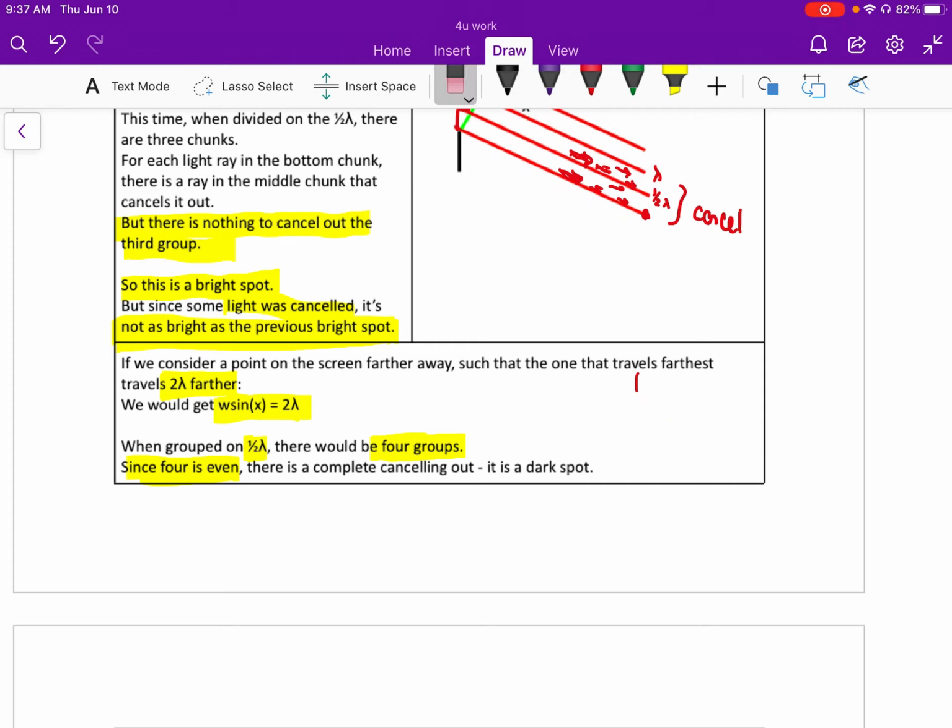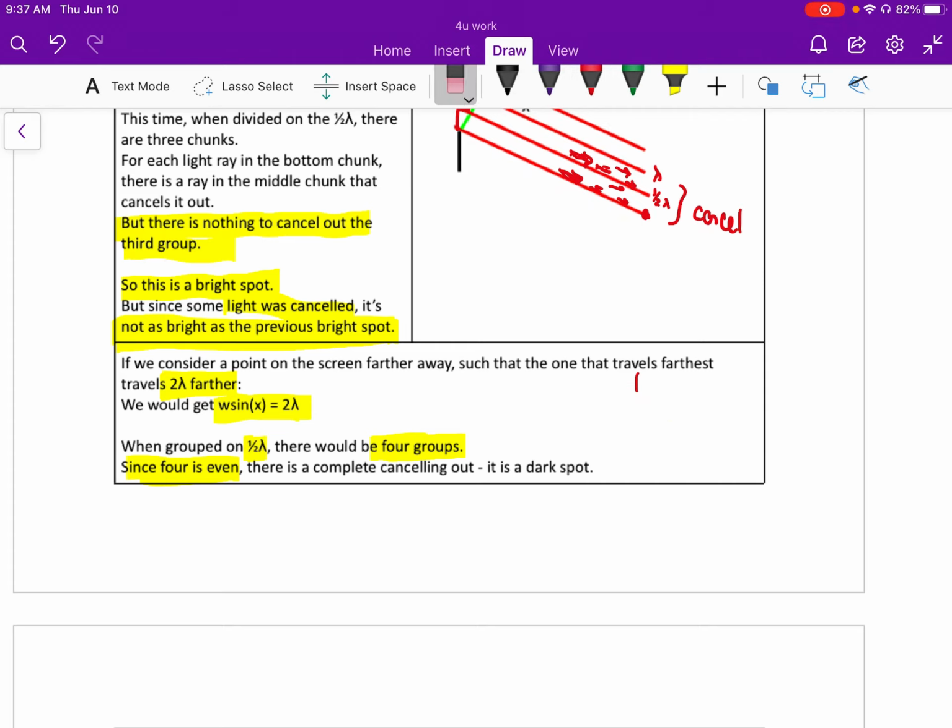I didn't draw it, but if we went one more, if we picked a point such that the longest distance was 5/2 lambda, our trig gives W sine x equals 5/2 lambda. When we group on the 1/2 lambdas, we get 5 groups. 5 is an odd number, so the bottom 2 will cancel out, the next 2 will cancel out, but there's that 5th bundle that doesn't get canceled out. Since it doesn't get canceled out, it's a bright spot, but since more of the light did cancel, it's not as bright as the one before.